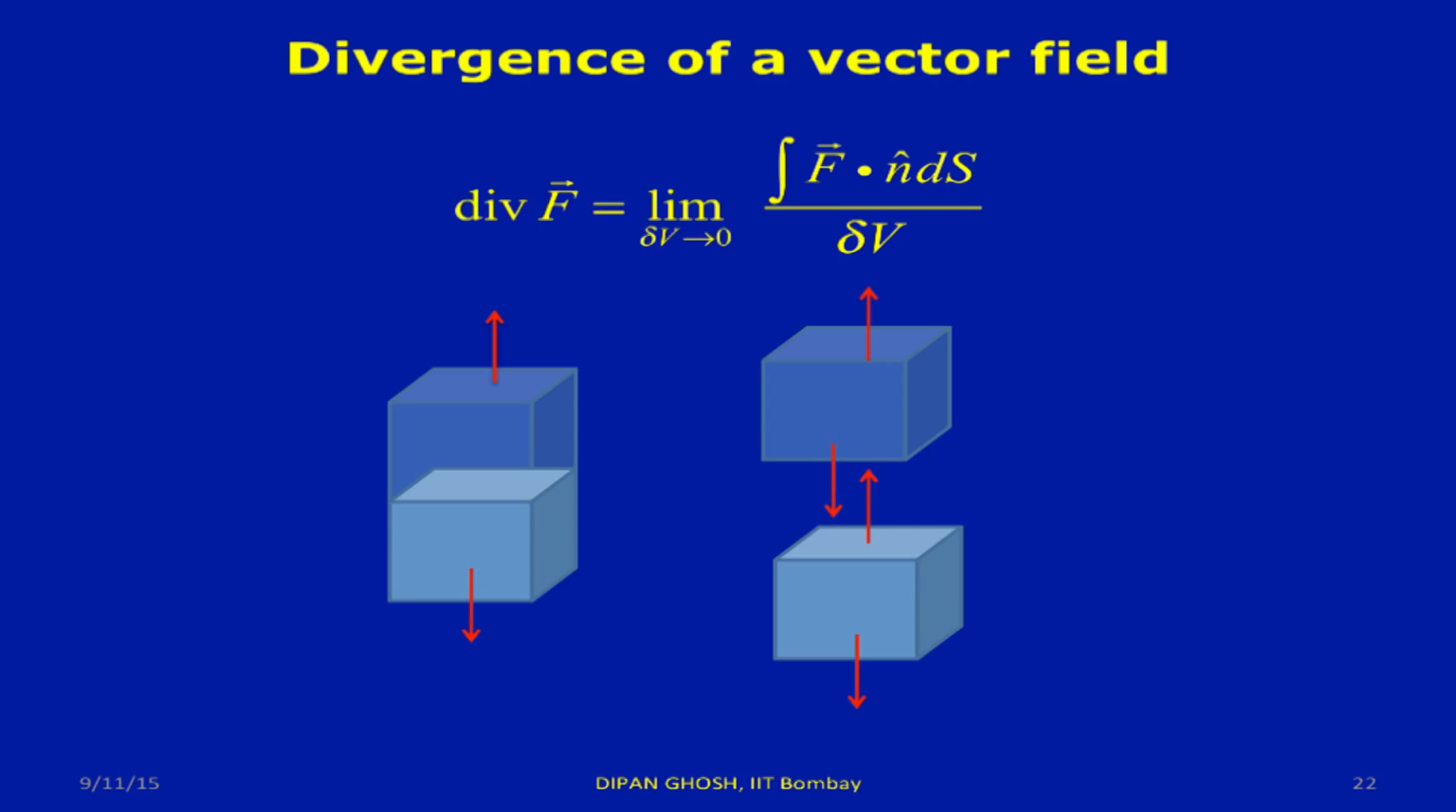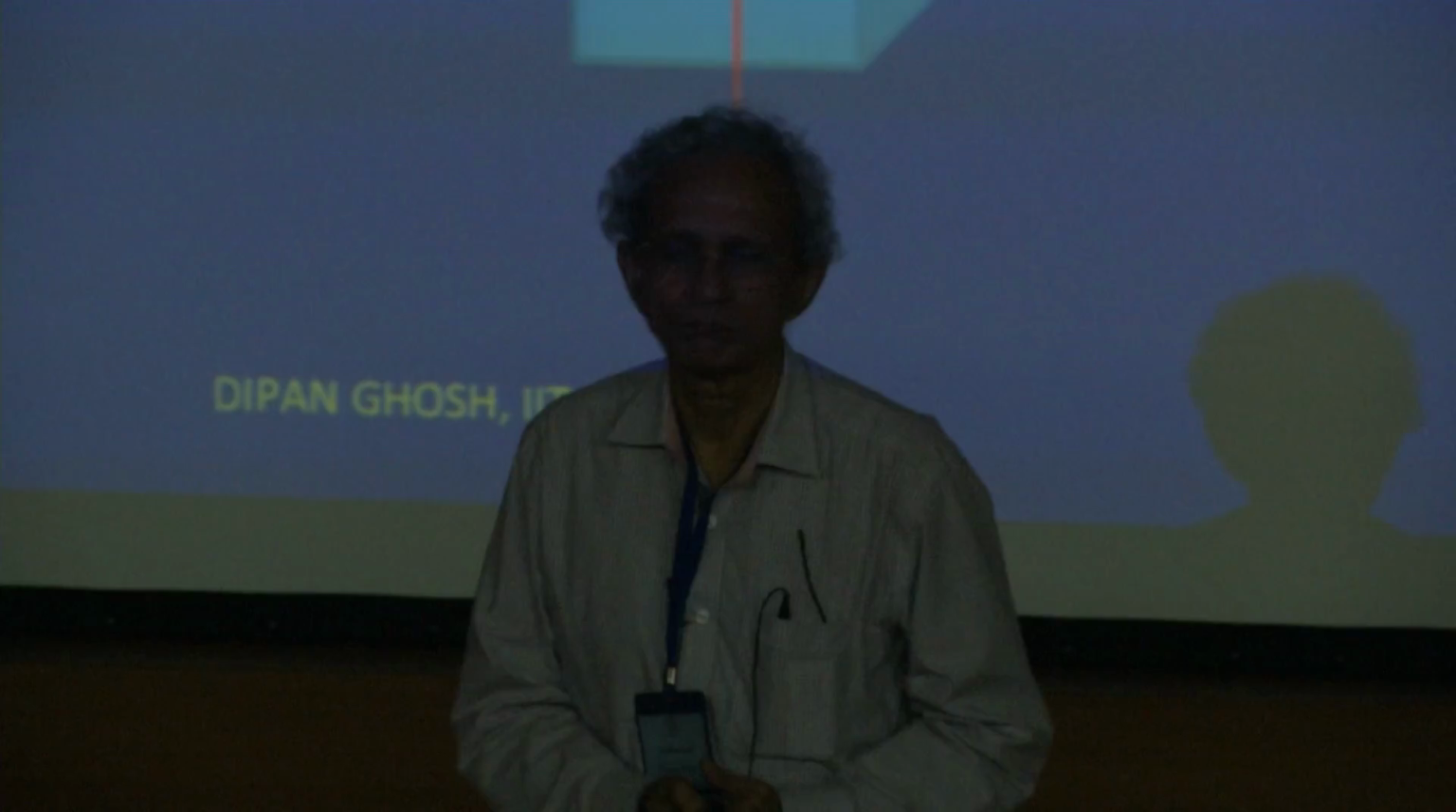There is another property of a vector field, namely the divergence of a vector field. Now, divergence is formally defined by this relation. I will show you a picture of the vector field. See, as the name suggests, the divergence tells you how much a vector field spreads out. I told you how to draw the pictures. I'll come back to the pictures.